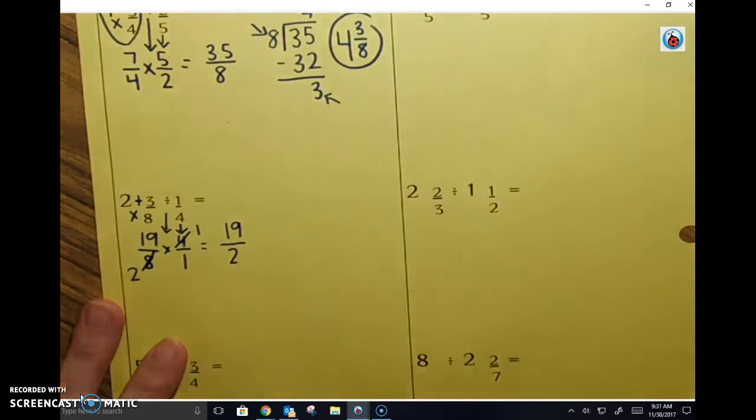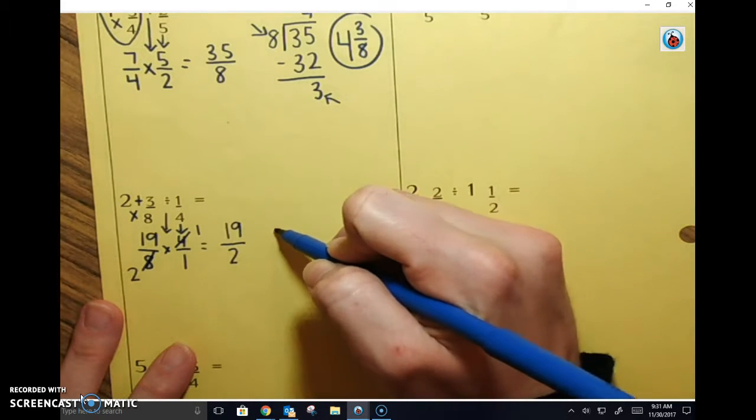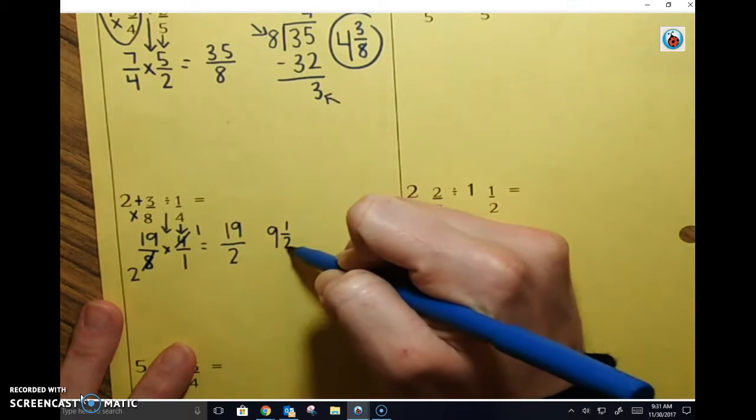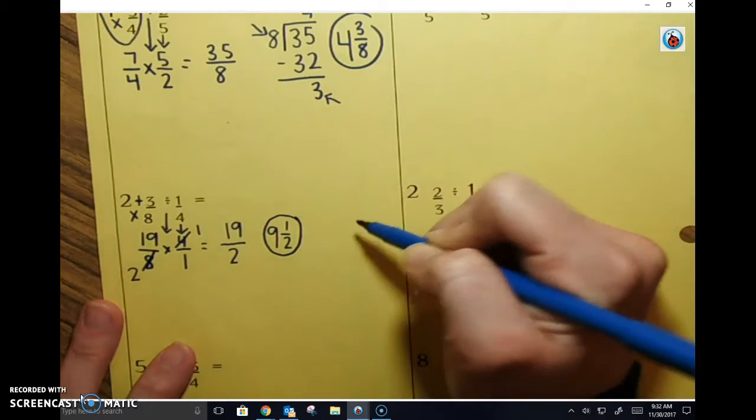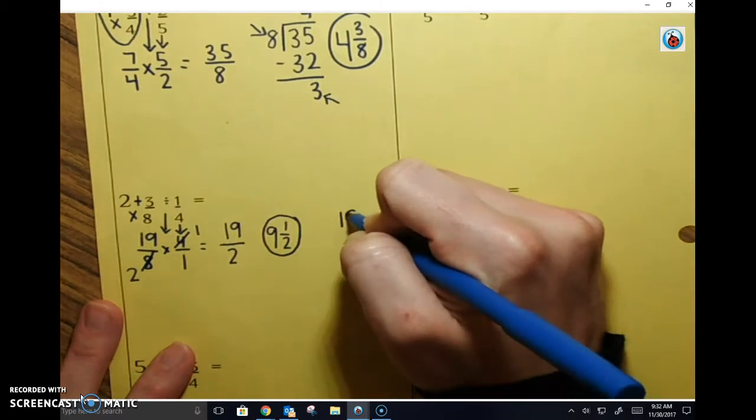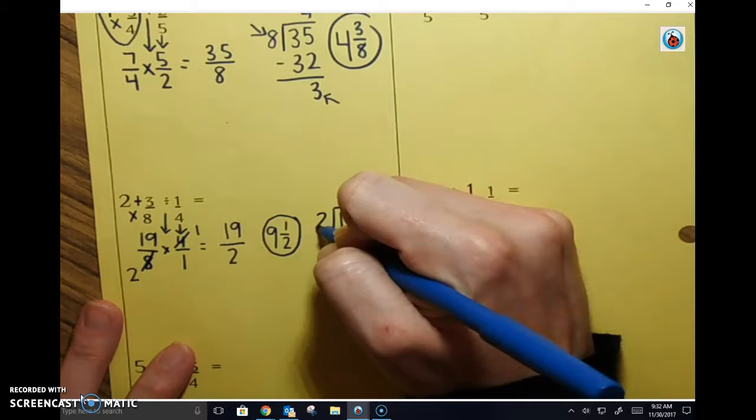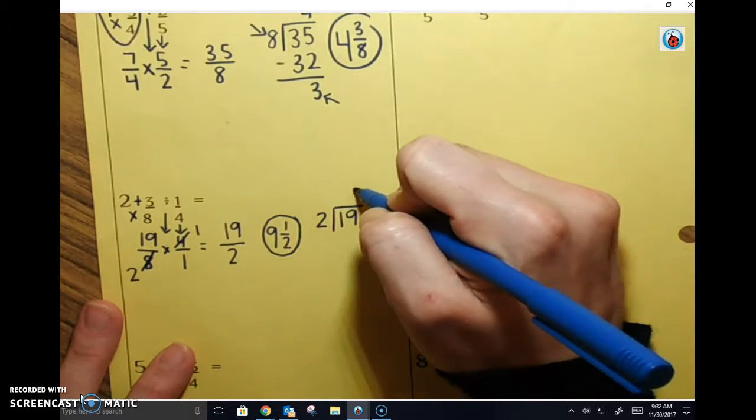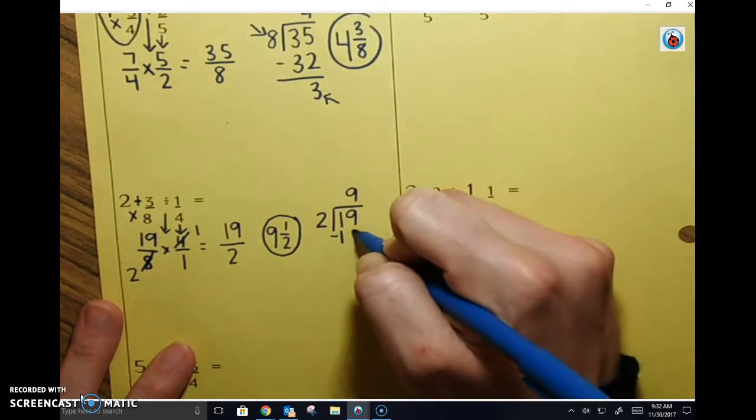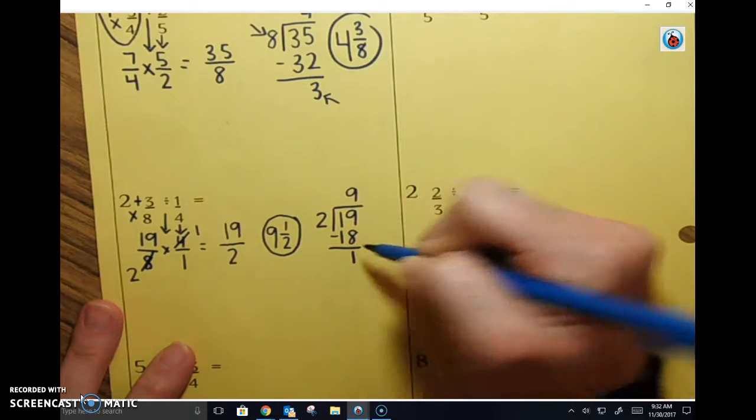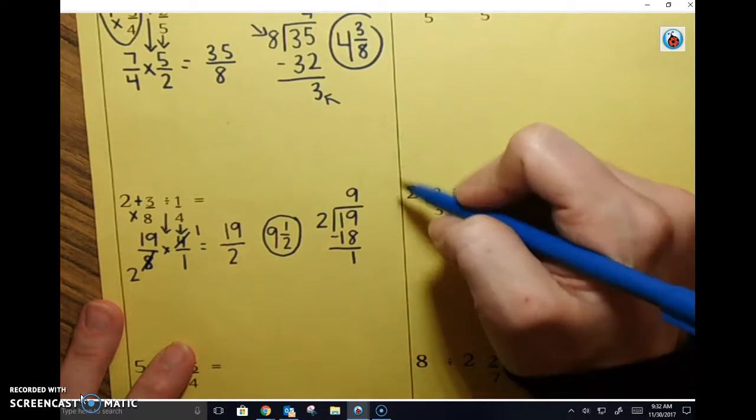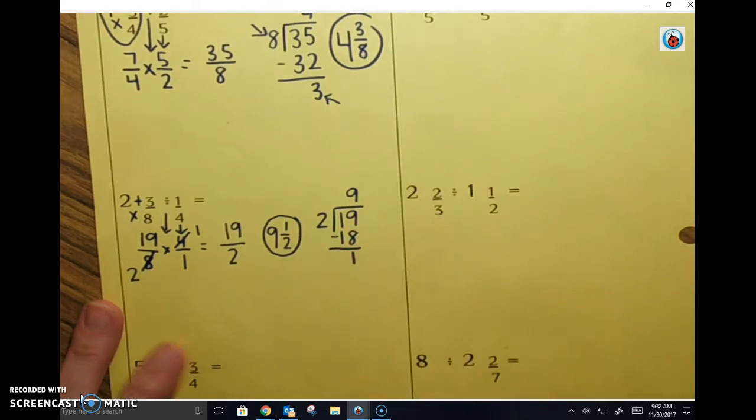And Owen, what type of fraction is that? That is an improper fraction. Okay, 9 and 1 half? Yes. It should be 9 and 1 half. And I'll come over here and show you why. So we have 19 divided by 2. 2 goes into 19 what, 9 times, because that's 18, right? And 19 minus 18 is 1. So we have 9 and 1 half.